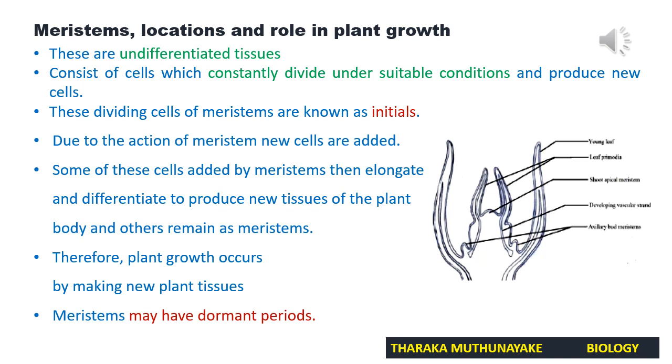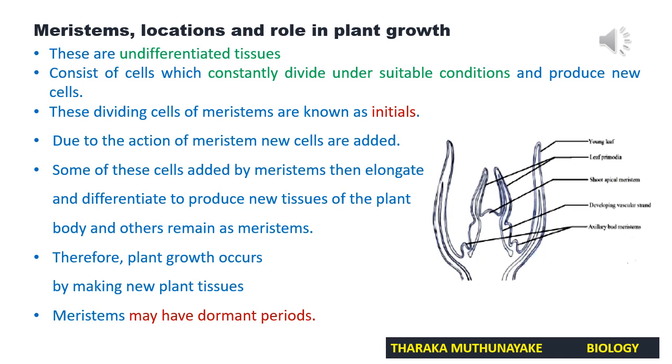That means the shoot elongates, the root elongates. That means the root grows, the shoot grows. The growth of this shoot and the growth of the root happens due to the activity of meristems. And also here, meristems may have dormant periods. What is the meaning of this dormant period? Dormant means in some periods they remain inactive.